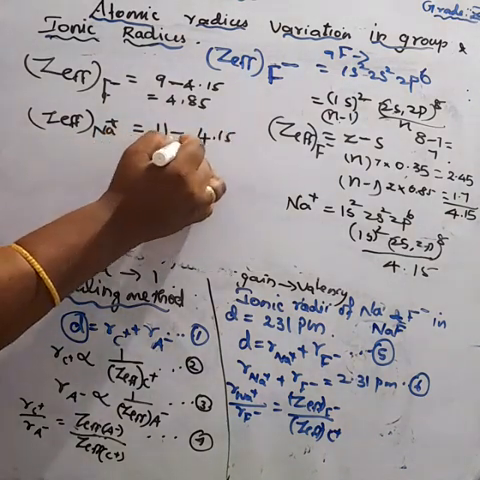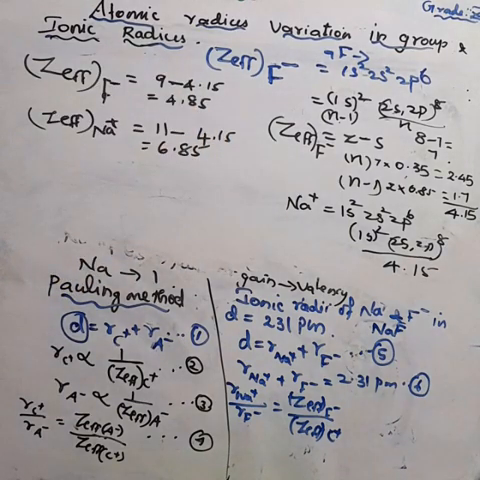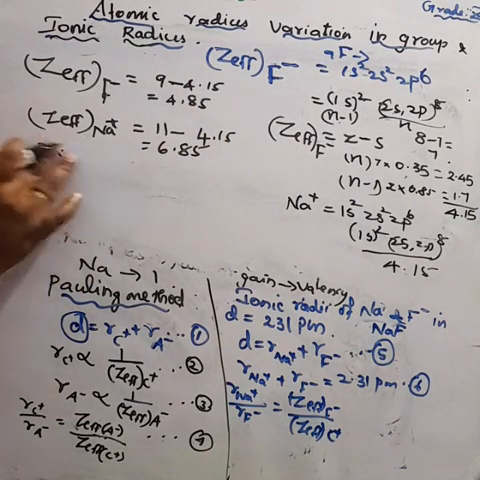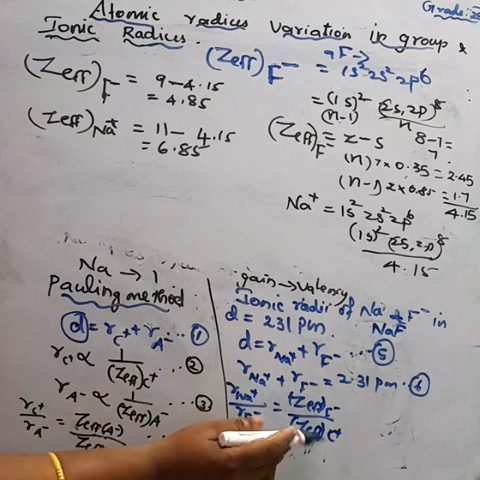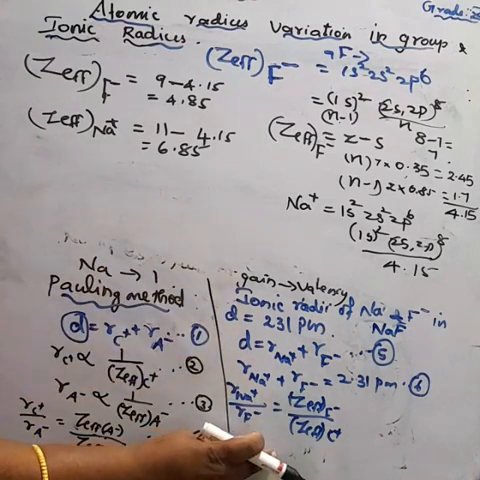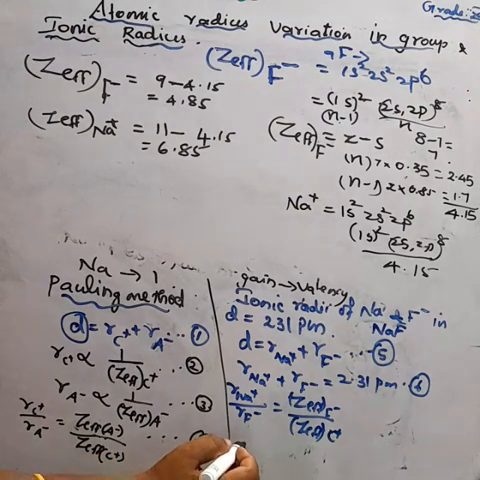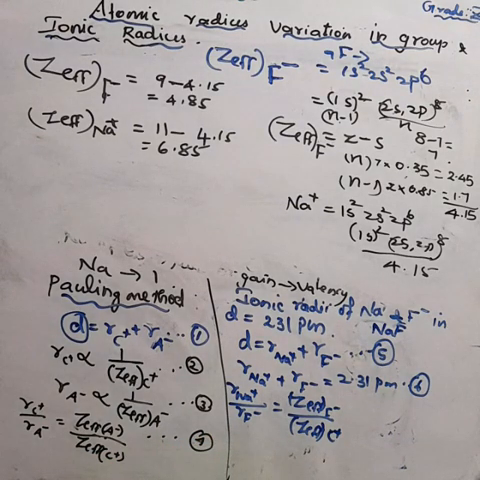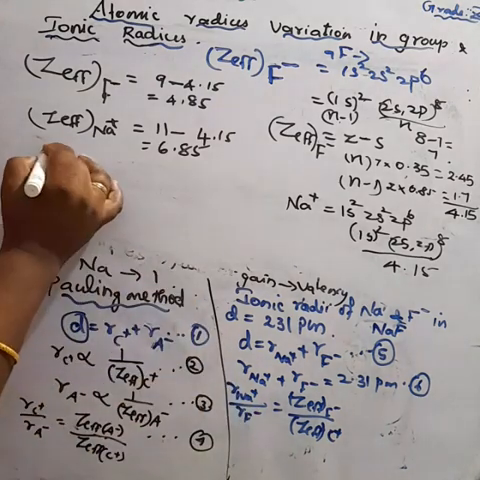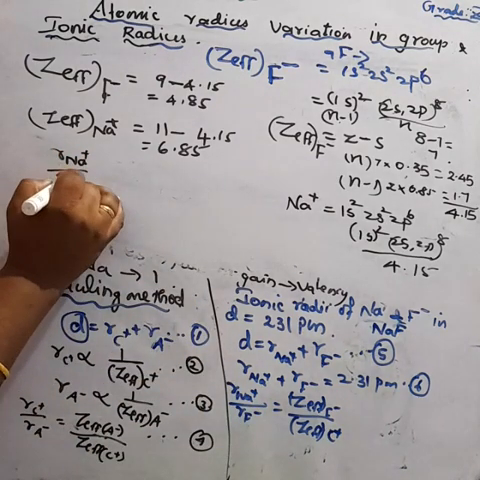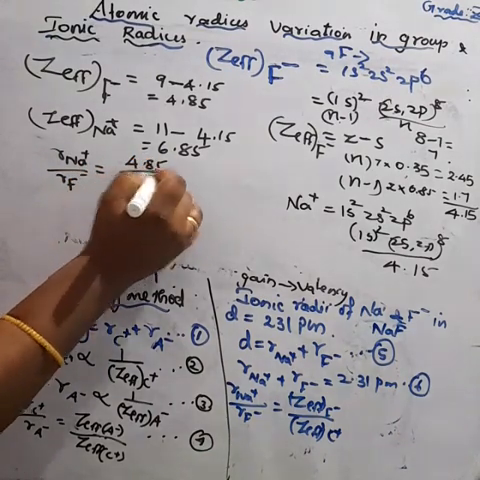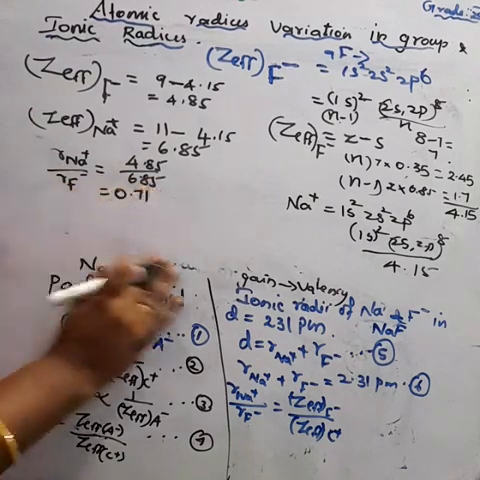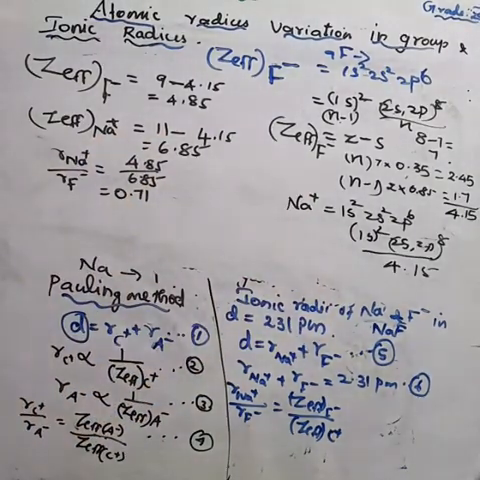Okay, here what is our equation? r Na+ by r F- is equal to Z_eff F- by Z_eff Na+. What is the value for Z_eff F-? 4.85. So r Na+ by r F- is equal to 4.85 by 6.85. Understood? By dividing these values, we get 0.71. So r Na+ by r F- is 0.71.